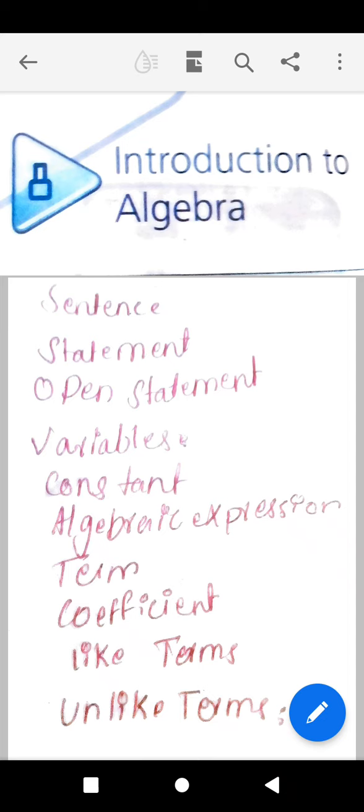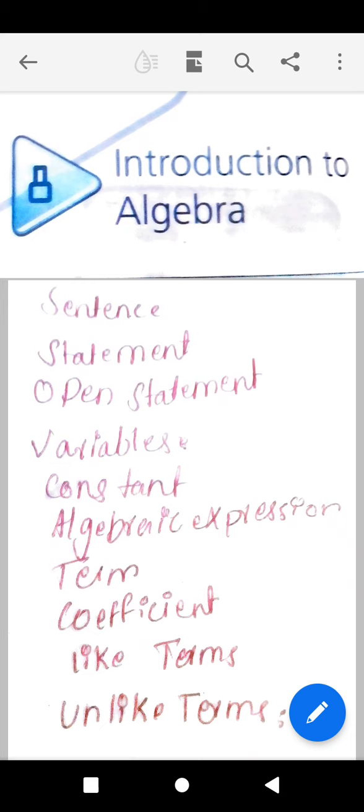So what are separated? For example, if we take x plus y multiplied by z, what are separated? x, y, z. These are called terms. They are joined by the operators, plus and multiplication. Whatever letters or numbers are joined by the operators, those numbers or letters are called terms.